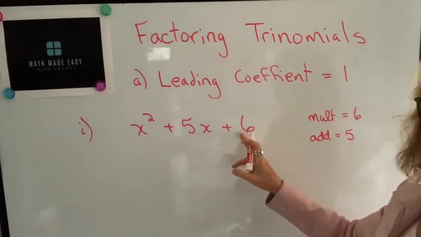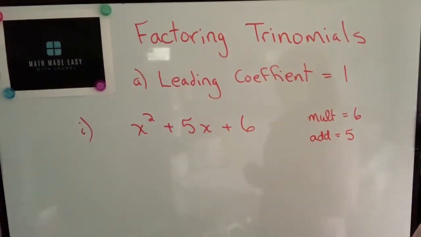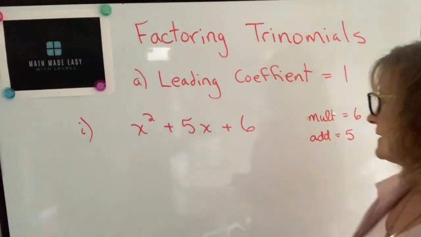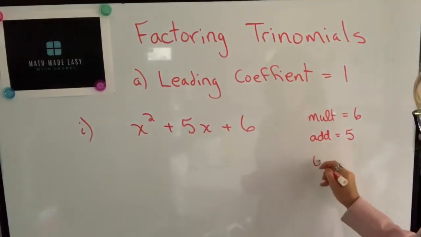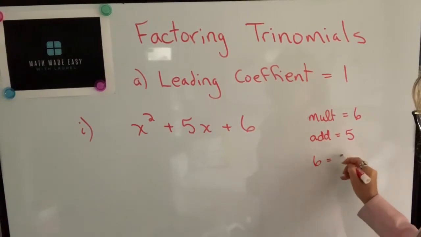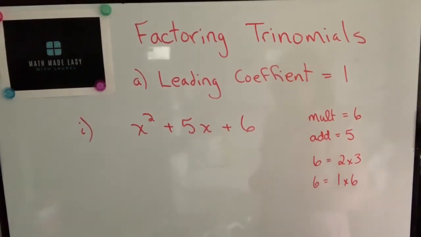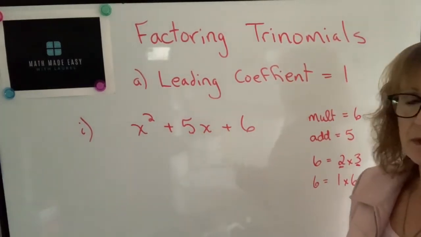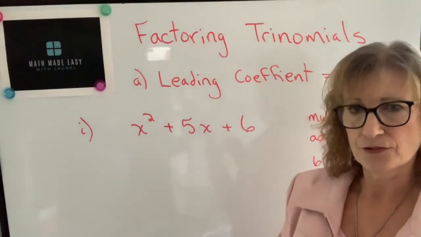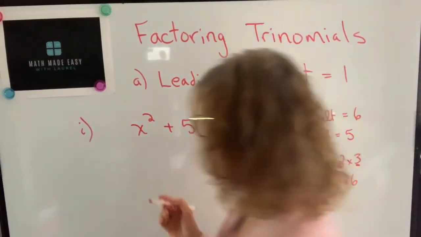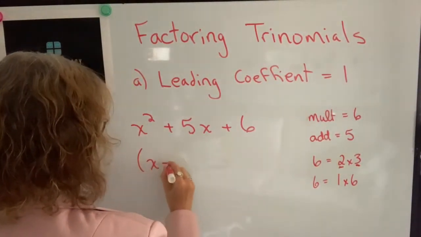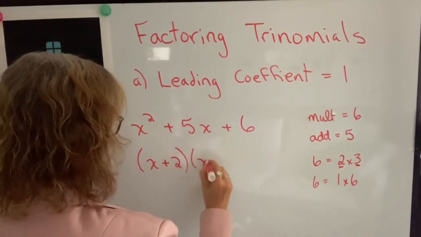When your numbers get larger and a little more complicated, you might want to write down what all of the factors are. So you might say, well, 6 has factors of 2 and 3, 1 and 6. And you can notice right away that 2 plus 3 add up to 5. So these are the two factors I want. Because everything is positive, all of the signs in our factors are going to be positive. So my factors are simply going to be x plus 2 times x plus 3.